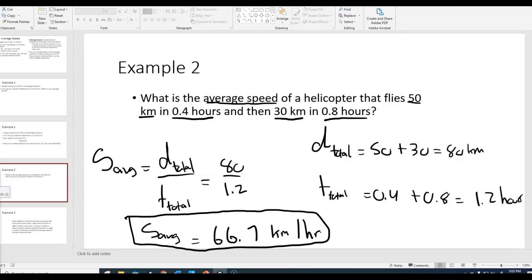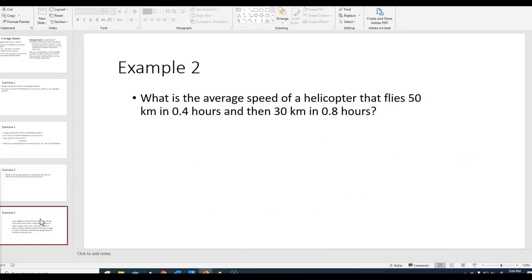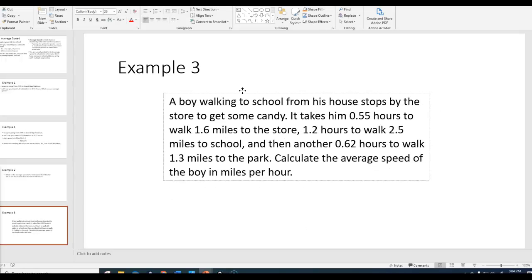Okay, so we're going to do one more example. Pause it there if you need to look at that some more. Now take a look at example 3.